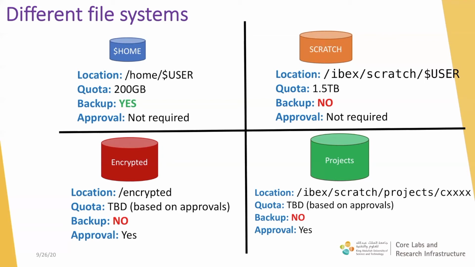The fourth one is the encrypted file system. This encrypted file system is mainly used for confidential data sets stored on an encrypted device, meaning no one can access the data without decrypting the data set. Again, this quota is based on project proposal approvals. Once your PI has approved this encrypted storage, we are good to allocate the quota for your usage.